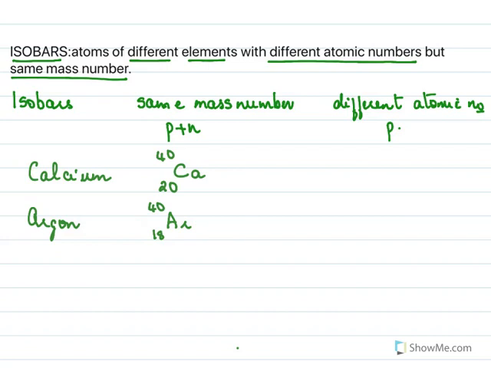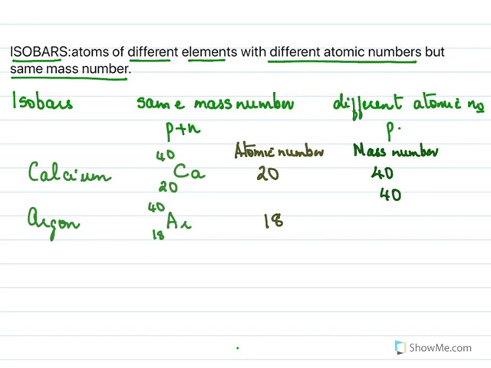So let me just write this. For calcium, just write the atomic number. So in this case, atomic number is 20, and here it is 18. So we see the atomic number is different. So it is 20 here and 18. But the mass number is 40, and here also 40. So mass number is 40 and 40. Will they have the same chemical properties?